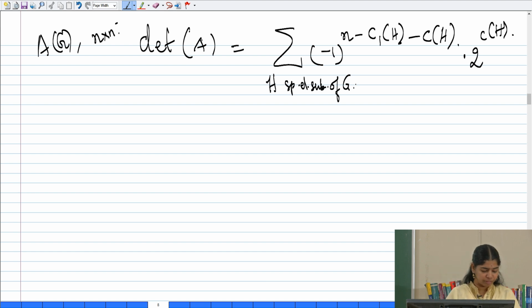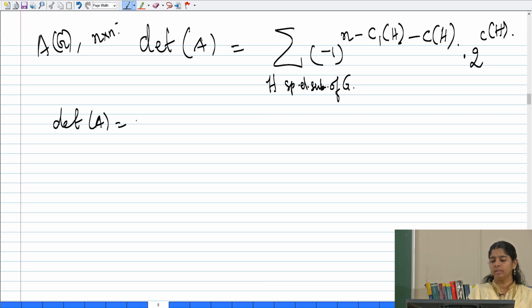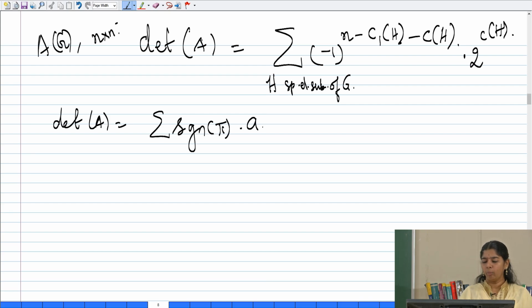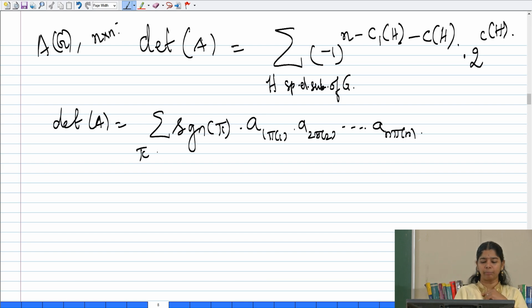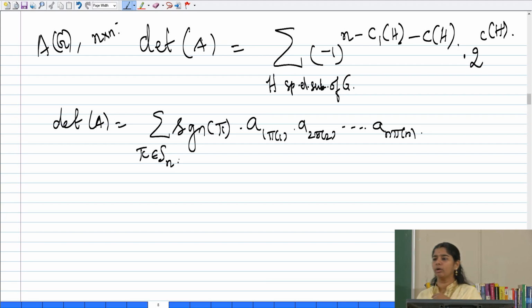So, how do we arrive at this formula? Let us go back to our original representation using permutations. There, our determinant was nothing but the sum over sign of a permutation pi into a_1 pi(1), a_2 pi(2) and so on, a_n pi(n). This is what we had before, where pi is taken over all permutations on the n element set.